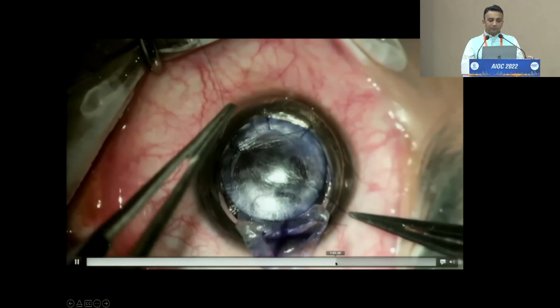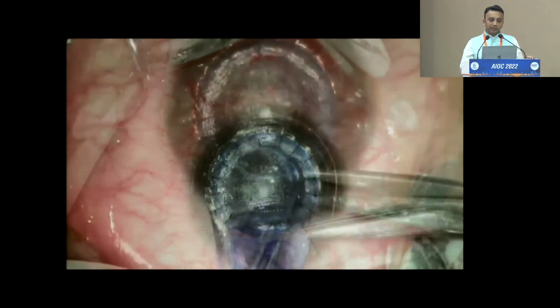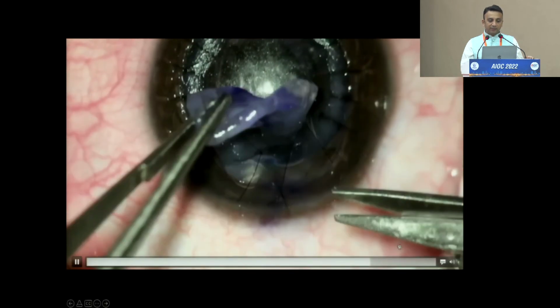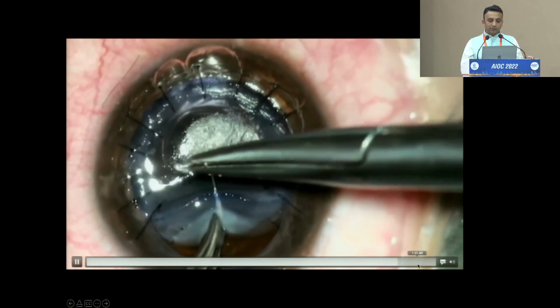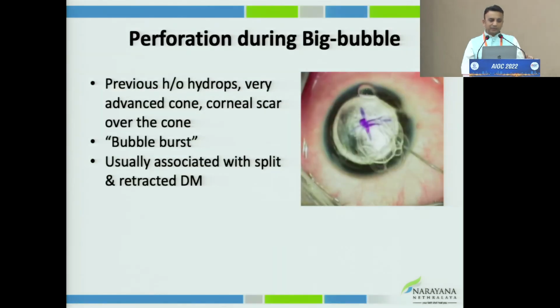I kept one suture which was on the opposite side till the end, and when I put the graft, that's the time I replaced the suture. Post-operatively, everything was fine and the patient did well. So even if the perforation is very large, you still can salvage.